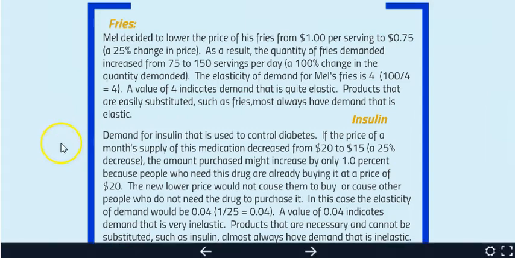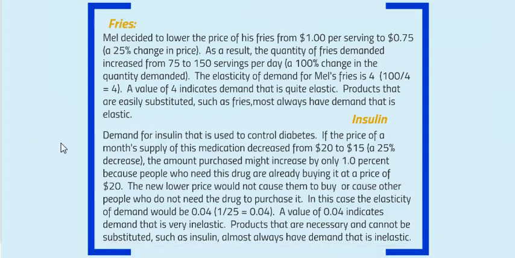And then insulin, another example. Demand for insulin that's used to control diabetes. If the price of a month's supply of this medication decreased from $20 to $15, which is a 25% decrease, the amount purchased might increase by only 1% because people who need this drug are already buying it at a price of $20. So basically, people who don't need the drug aren't going to go buy it just because it's on sale. It's not a substitution for anything. And people who are currently buying it can't exactly stock up on it because it has an expiration date.